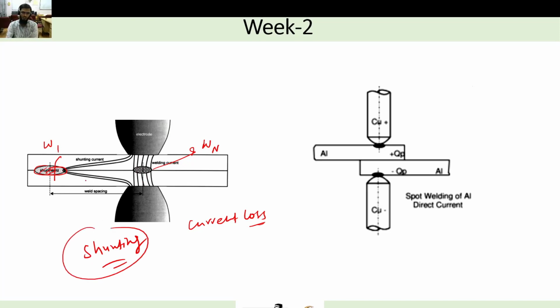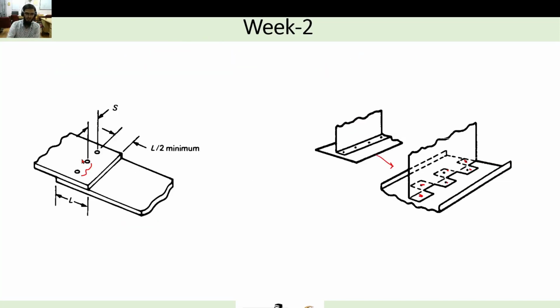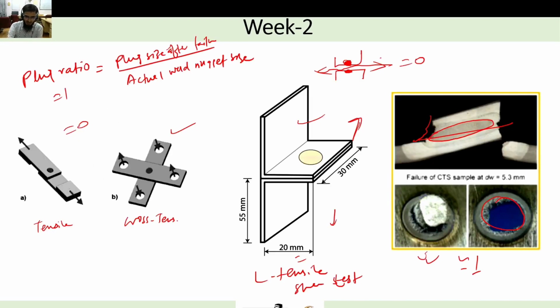So we have to maintain a certain distance between two spot welds, which is shown here, that is a certain distance denoted by S. So this S has to be maintained, and you can take it from the codes or standards.